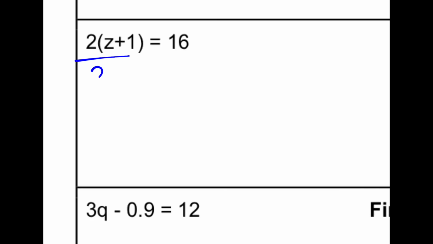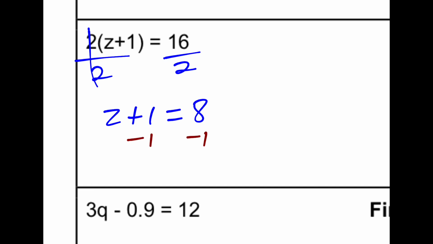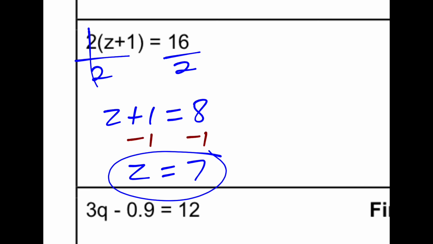Notice we don't have to distribute. It's also possible just to start with division. Dividing by 2 on both sides gives us that z plus 1 is equal to 8. Some might view this as a shortcut. You can't always use it. We get the same answer with fewer steps.